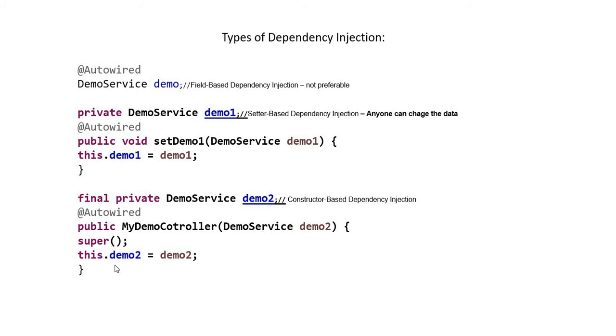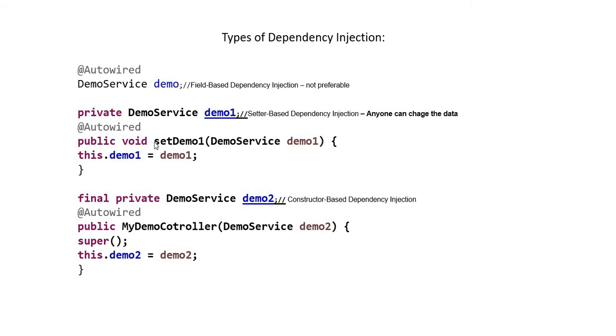And how this autowiring works is, by default, the Spring container will check whether there are any beans available in the container with the type of demo service. So the default autowire is by type. If there is nothing, then it will throw you an error.